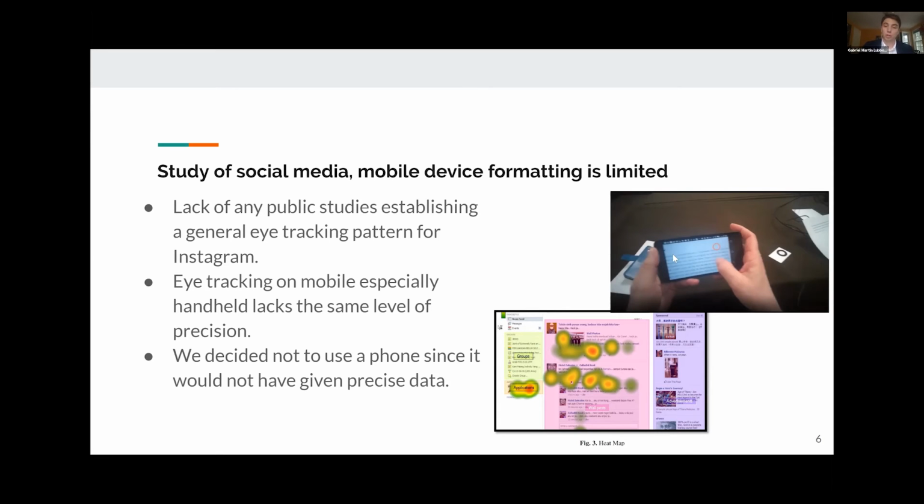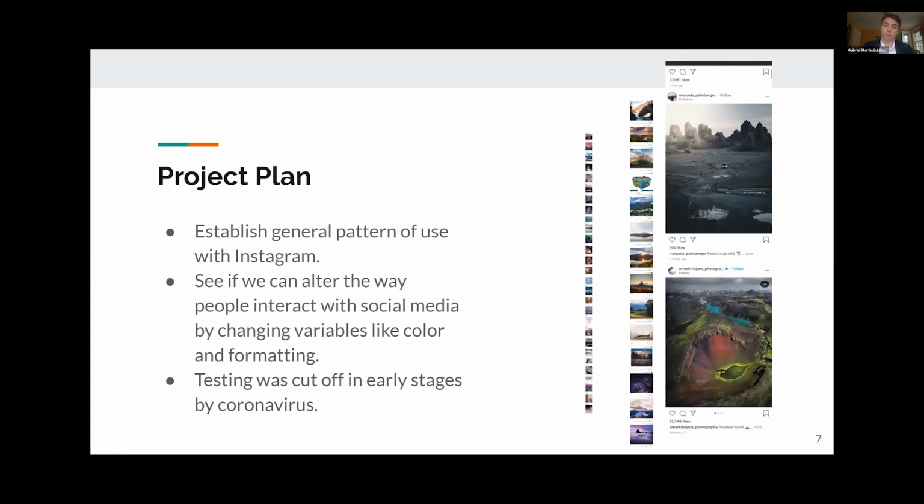For that reason, we created something that looked like an Instagram page and blew it up onto a projector so that we could look at how the mobile format affected how people scanned through the page naturally. And this is what we had.